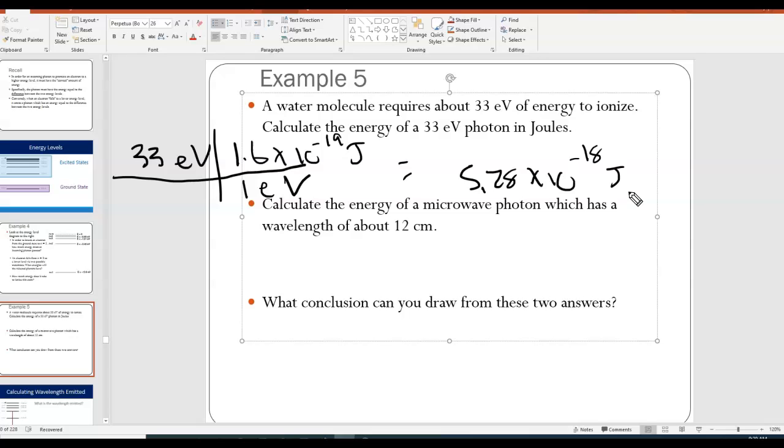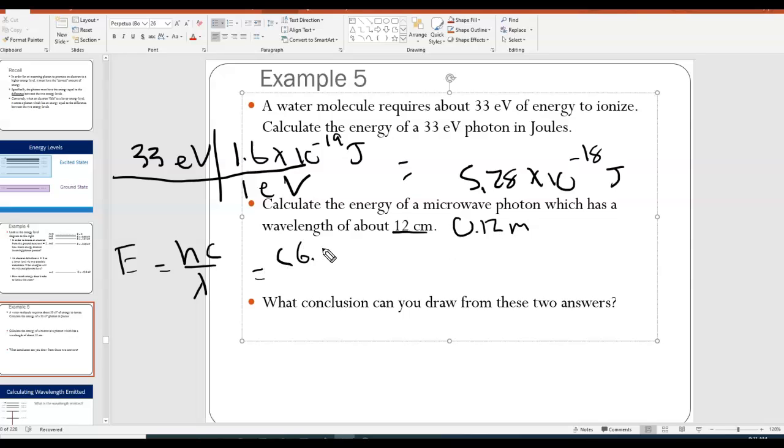Okay. The second question says calculate the energy of a microwave photon, which has a wavelength of 12 centimeters. So we're finding the photon energy. We're given a wavelength, so we have to use the equation that has wavelength. Do keep in mind that this needs to be converted because everything has to be in SI units. Wavelength should be measured in meters because meter is the SI unit for length. So this is going to be 0.12 meters.